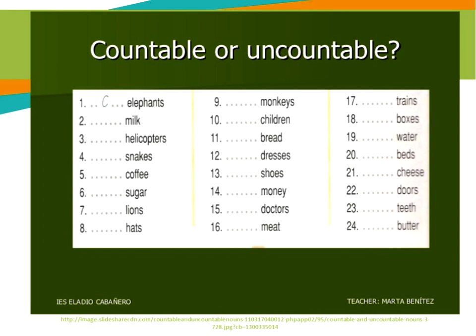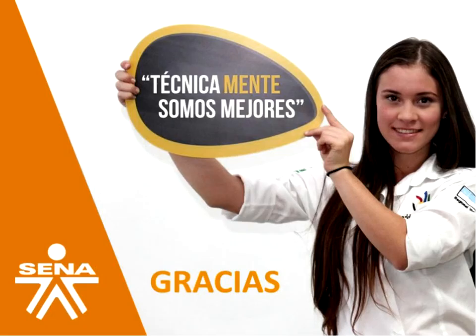Here we have another example. Please, you can do this example in your houses. Pueden hacer este ejercicio en sus casas. Es exactamente lo mismo. C para contables y U para incontables. Para que ustedes practiquen en sus casas, okay? And that's everything for today. Eso es todo por hoy.